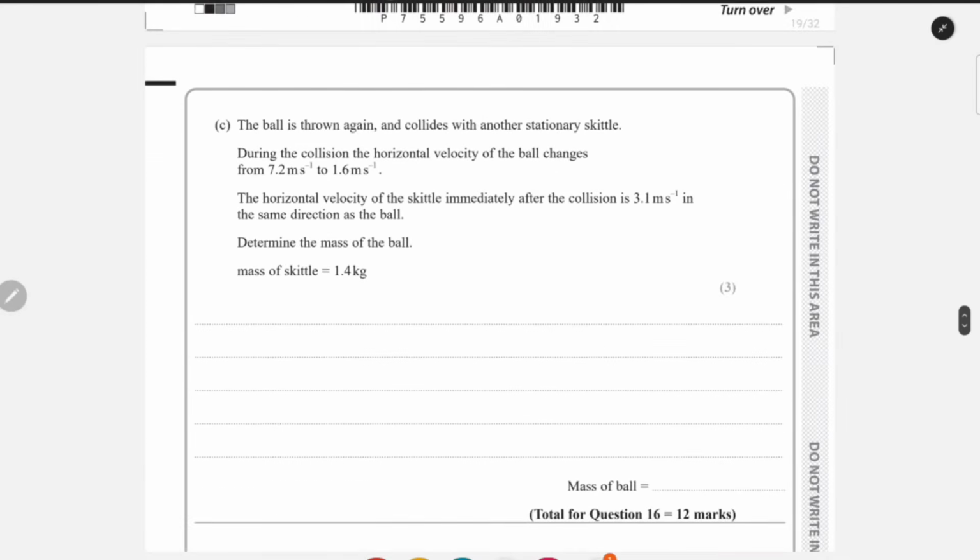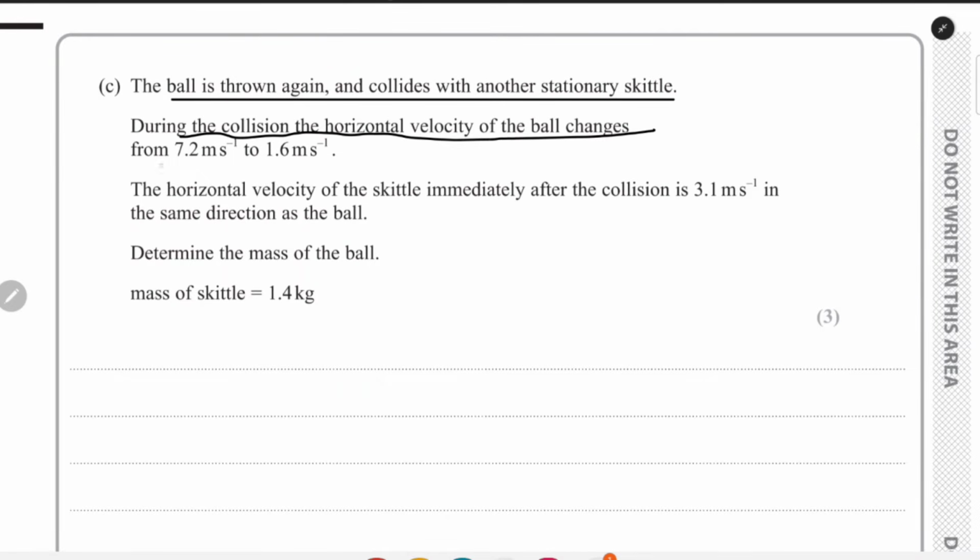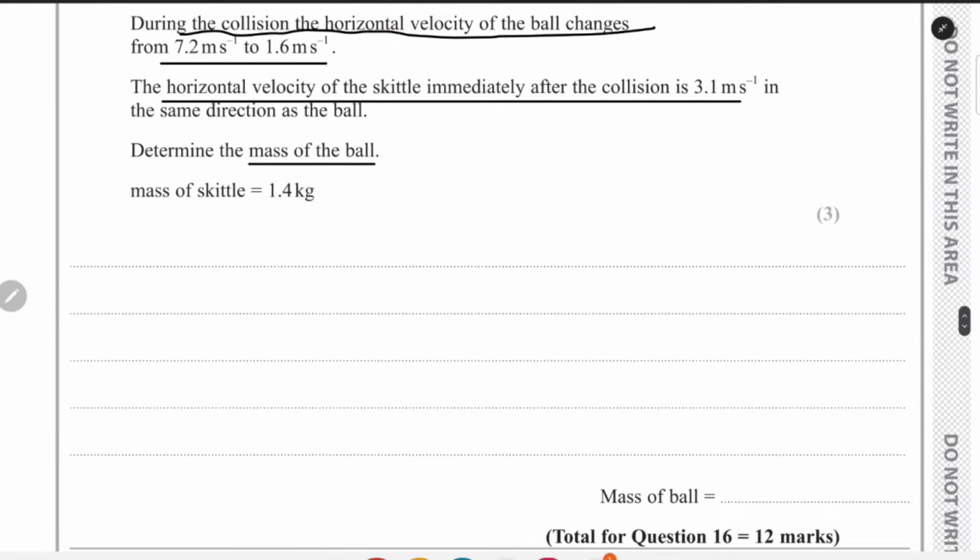Now moving to part C. The ball is thrown again and collides with another stationary skittle. During the collision, the horizontal velocity of the ball changes from 7.2 to 1.6. The horizontal velocity of the skittle immediately after the collision is 3.1. We have to determine the mass of the ball. In this, we'll use conservation of momentum. So this is the skittle of mass 1.4 kg. This is m kg, the ball.